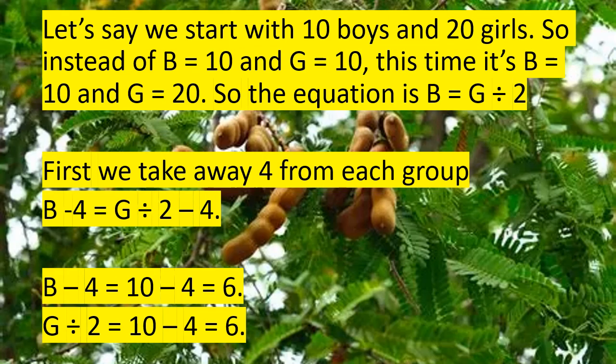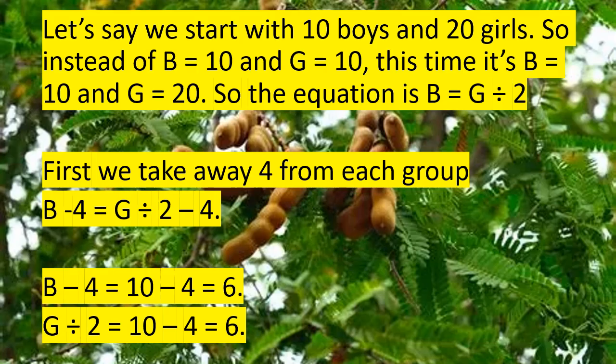Let's say we start with 10 boys and 20 girls. So instead of B equals 10 and G equals 10, this time it's B equals 10 and G equals 20. So the equation is B equals G divided by 2. So 10 equals 20 divided by 2.